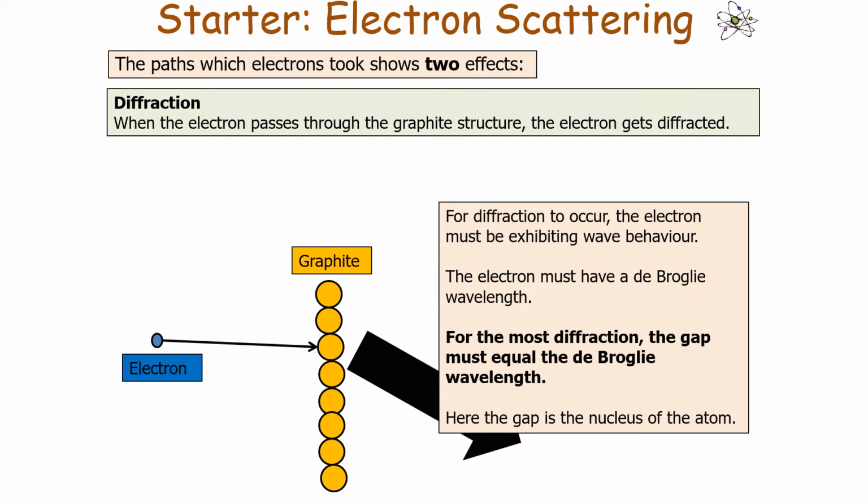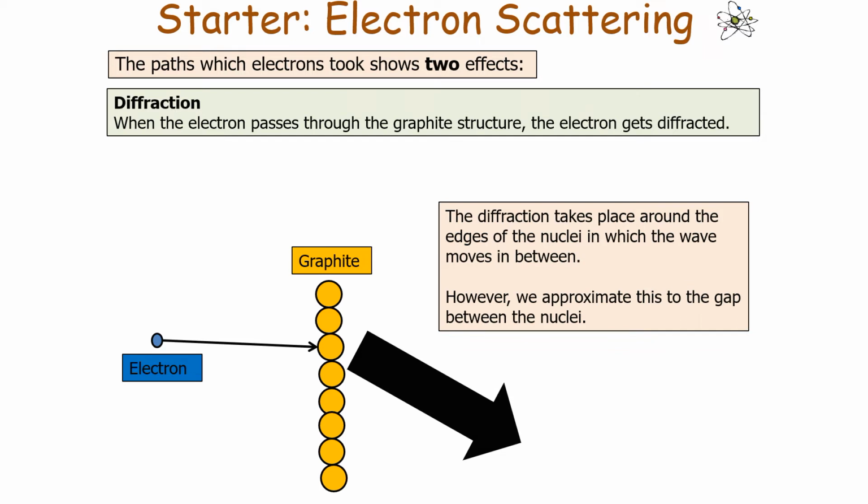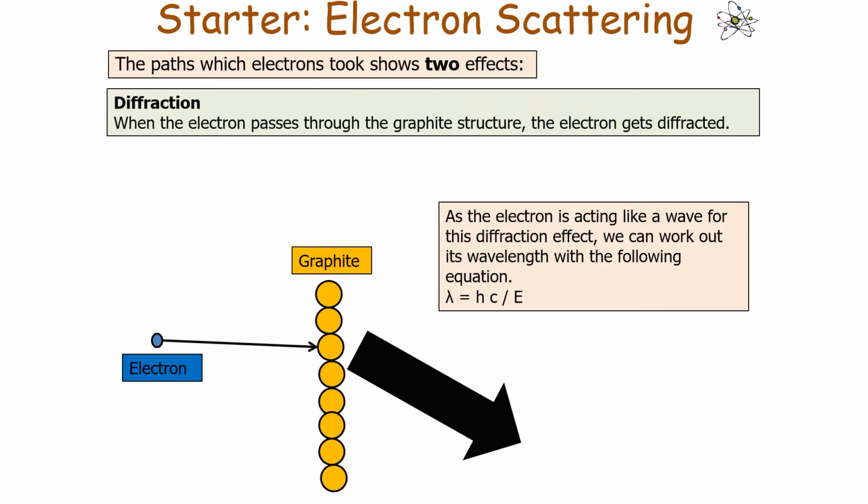So here the gap is actually the nucleus of the atom. So we can approximate this gap to be between the nuclei, because the diffraction takes place around the edges of the nuclei in which the electron wave moves between. As the electron is acting like a wave for this diffraction effect, we can work out its wavelength with the following equation. The de Broglie wavelength is equal to Planck's constant times the speed of light divided by the energy of the alpha particle.